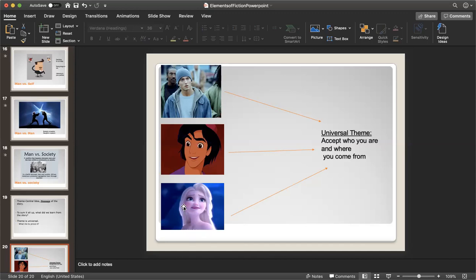So all three of these characters have one thing in common. They learn the same thing. These characters couldn't be any more different, but the theme is absolutely the same from the beginning, the exposition, to the very end. They learn to accept who you are and where you come from. And that's a perfect example. That's the message of all three of these films. And they couldn't be any more different.